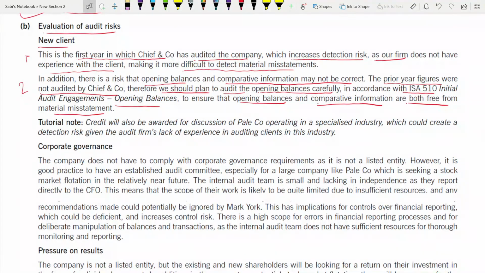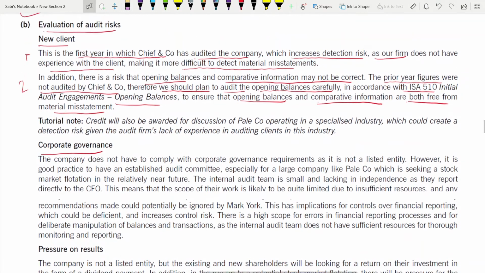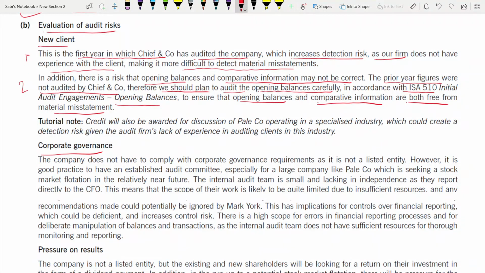Next, corporate governance. But before corporate governance, let us read the tutorial on what is given under new client. Credit will also be awarded for discussion of a failed company operating in a specialized industry. Isn't it a specialized industry? It is. Timber plantation. So because of that, which could create a detection risk given that the audit firm lacks experience in auditing clients in this industry. Because in the case study, they told that this is the first client they are auditing in such a field, which is timber plantation. So because of this also, it's a risk. It increases the detection risk. So this also you can write in your answer.